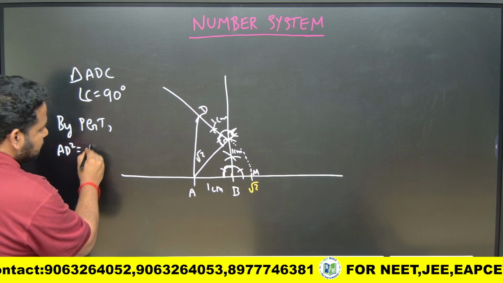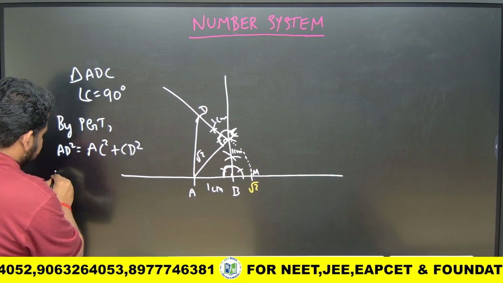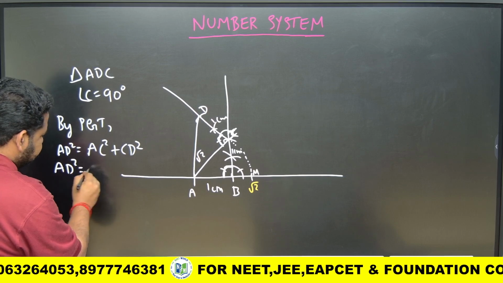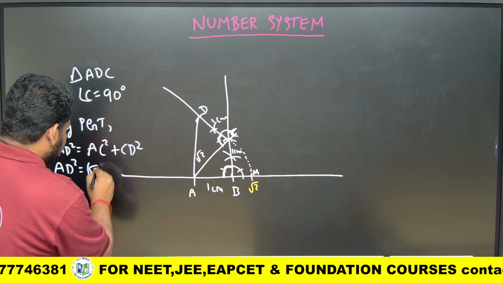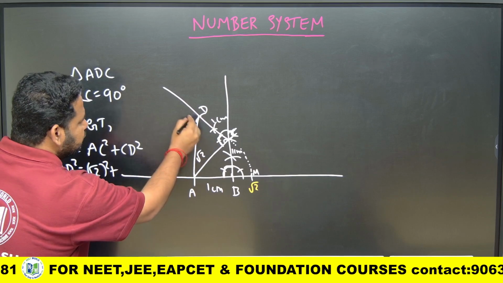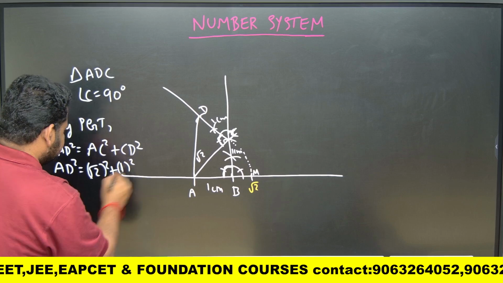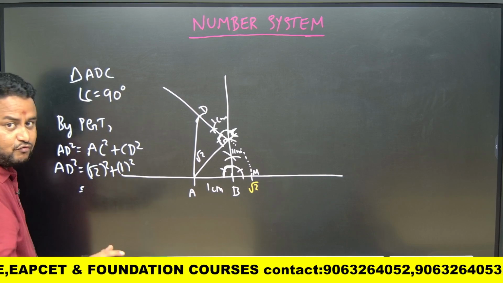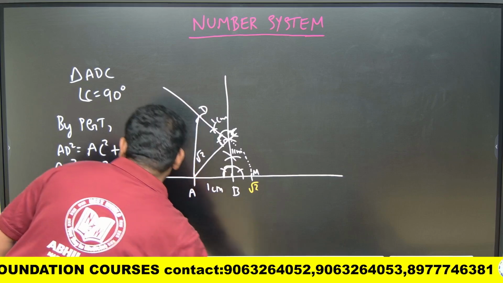AD square is equal to AC square plus CD square. We don't know AD square, we have to find it out. AC square is root 2 square. What about CD? I took it as 1 centimeter, so this will become 1 square. Root 2 square is not 4, root 2 into root 2 is 2. Don't make that mistake.